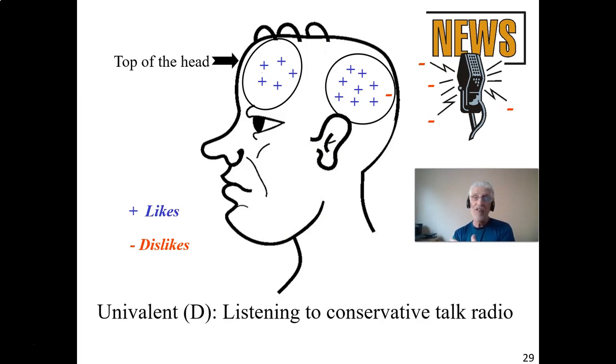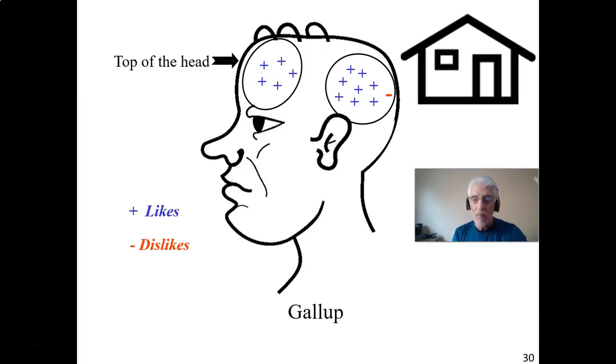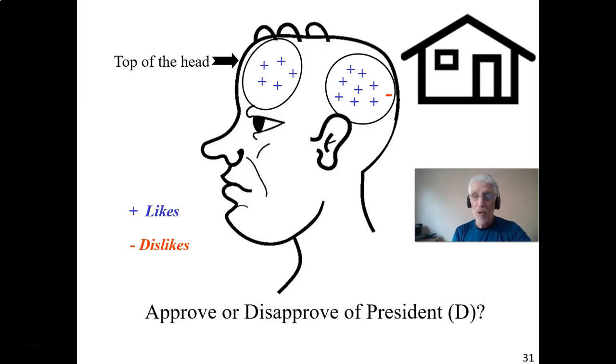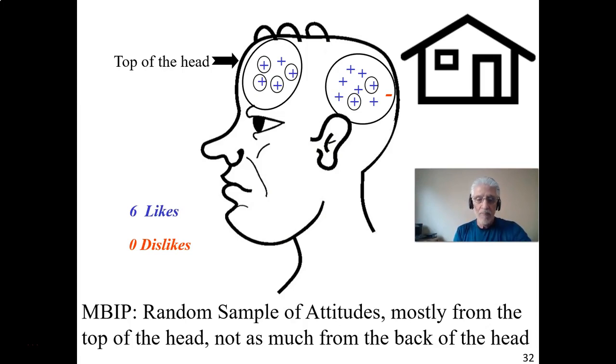So they're listening to conservative talk radio. They're being exposed to negative information, but because they counter-argue, it's not affecting what's stored in memory. And so when they get home, having just listened to a bunch of negative things about the Democratic president, Gallup calls and they ask, do you approve or disapprove of the job the president is doing? And again, the president is a Democrat. They're going to take a random sample of attitudes, mostly from the top of the head, not so much from the back of the head.